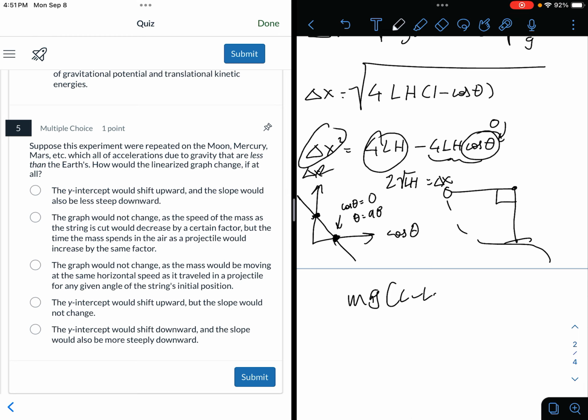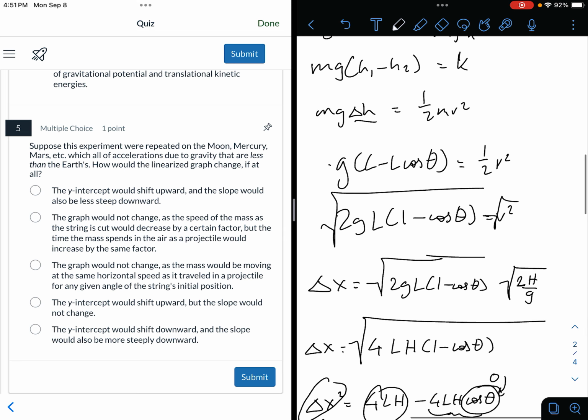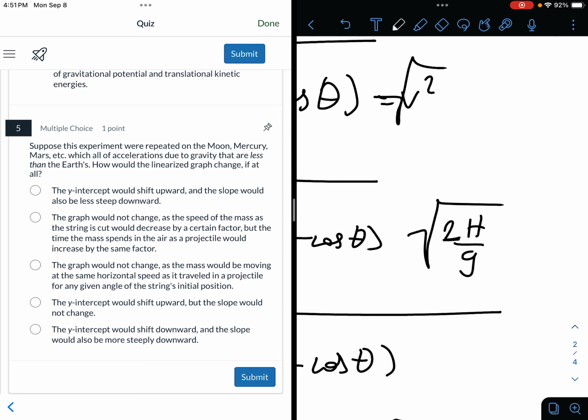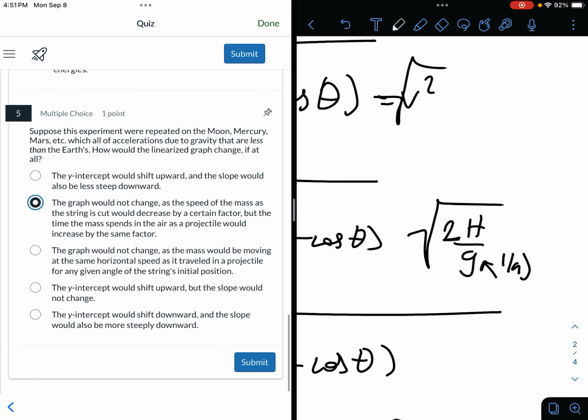mg(L minus L cosine theta) equals 1/2 mv squared. If my gravitational field strength is 1/9 as much, you would get 1/3 the speed, right? With your proportional reasoning, when you square that, you get 1/9, and then both sides are balanced. You get 1/3 the speed, but you would get 3 times the time in the air. So it balances out pretty beautifully.